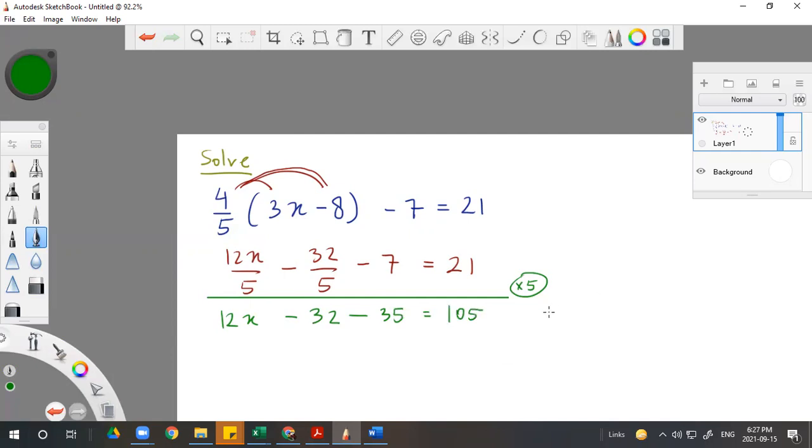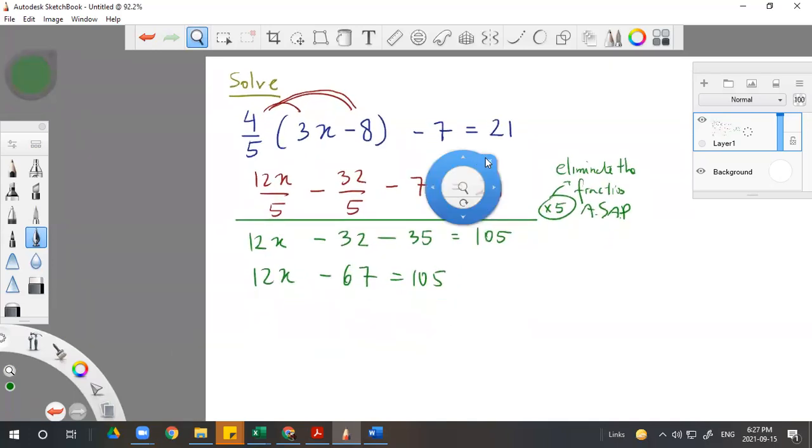Again, you have to do it slowly. You cannot do it fast, right? Why do you have to multiply by 5? Because I want to eliminate the fraction ASAP, as soon as possible, because it will be so messed up if you do not eliminate the fractions. So 12x, negative 32 minus 35, that is negative 67, equals 105. Sorry for the bad number.